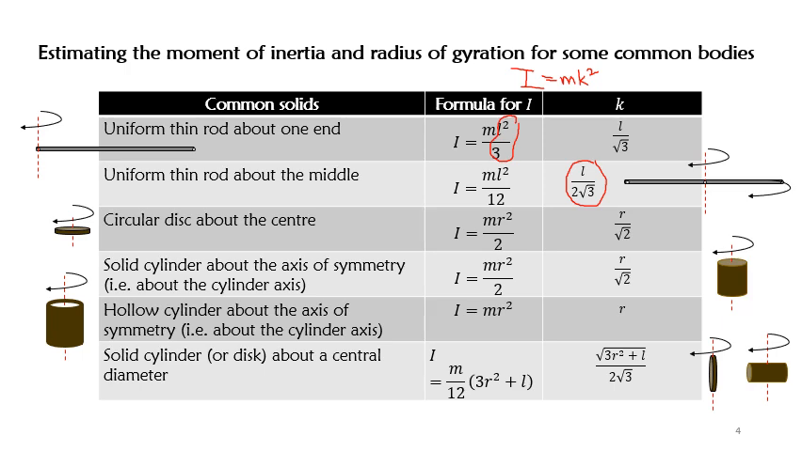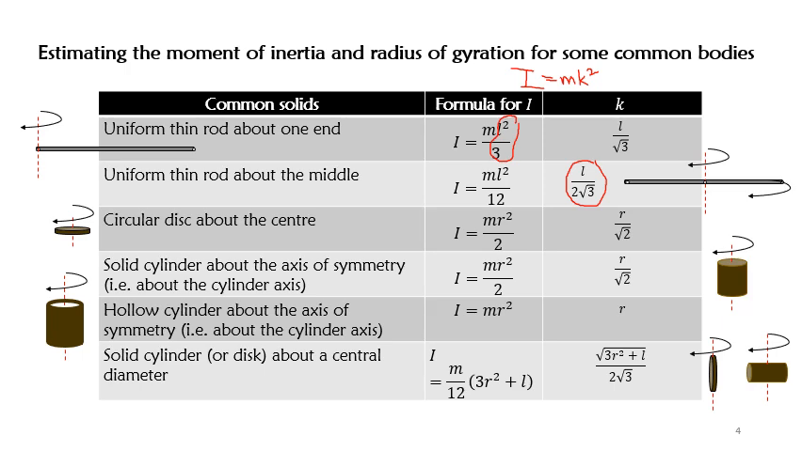Look at the disk. That's the third one. Circular disk about the center. So if the axis of rotation is through the center of the disk, look at this. Rotating disk. Then I is equal to M R squared over 2, and K is R over square root of 2. For the solid cylinder, about the axis of symmetry, look at the right side of the screen. You see it? That's a solid cylinder, no hollow, no space within the cylinder. In that case, moment of inertia I is equal to M R squared over 2, just like we have for the disk. And the radius of gyration is also the same.